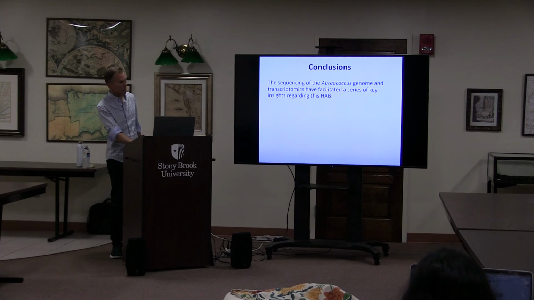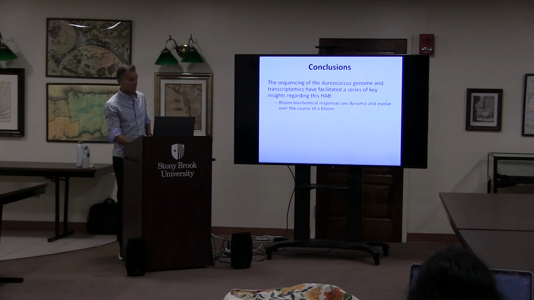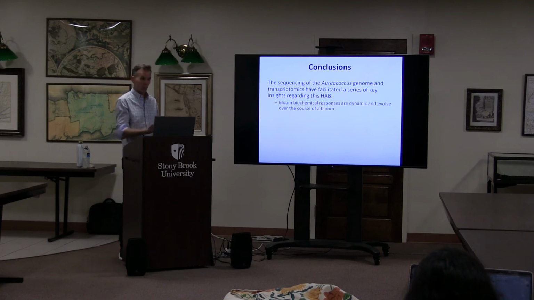Okay, so I'm wrapping up. These are my conclusions. Congratulations, you've made it to the end. By sequencing the brown tide genome and also looking at the transcriptomes, we've made a series of key insights about this particular harmful algal bloom. Firstly, if we look over time, it's changing. Its response in the environment and its biochemical response is dynamic and evolves over the course of the bloom. It looks one way at the beginning, another way at the peak, and totally different during the decline.